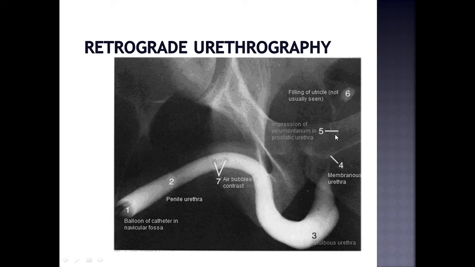Here we have the impression of the verumontanum in the prostatic urethra. Also, in this video, we can see the filling of the contrast in the utricle as well, which is not usually seen.